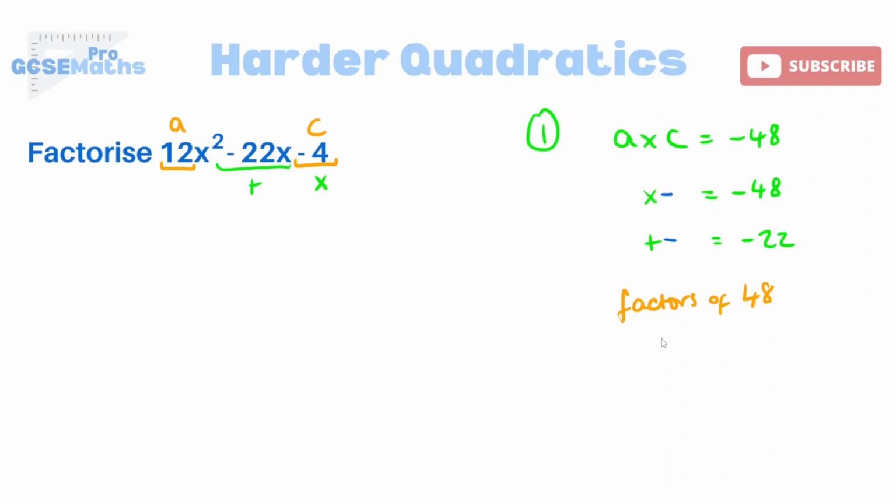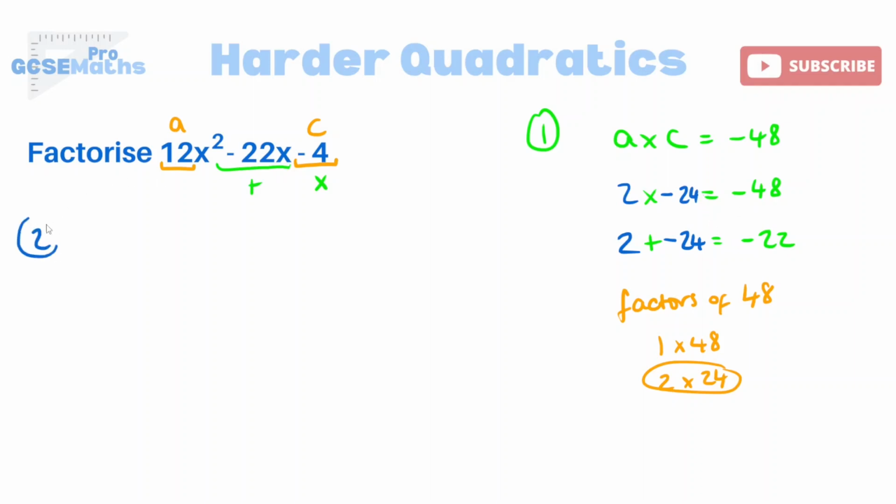So factors of 48, obviously 1 and 48 is still too far apart. But we've got 2 and 24. Now the difference between 2 and 24 is 22. So I'm going to go with it being these ones. Now we need to figure out which is positive, which is negative. If I need it to be negative 22 overall, I'm going to need the bigger number to be the negative, aren't I? So we've got positive 2 plus minus 24. That's going to give me minus 22. Okay, so those are our two numbers.